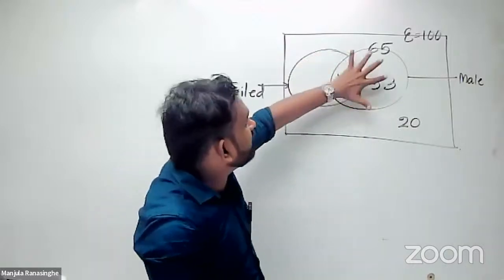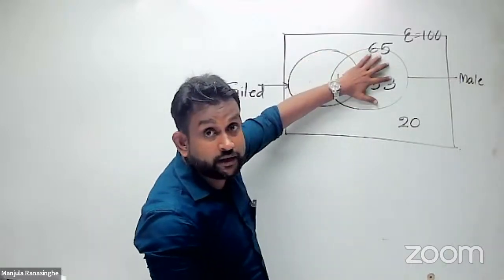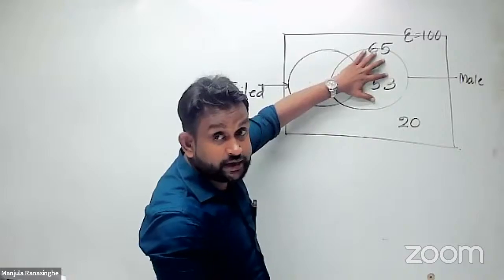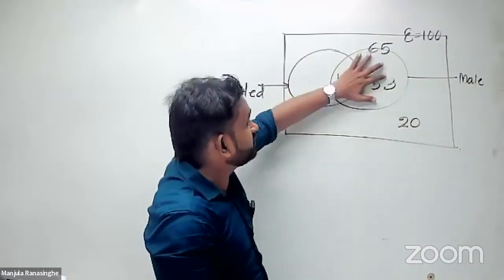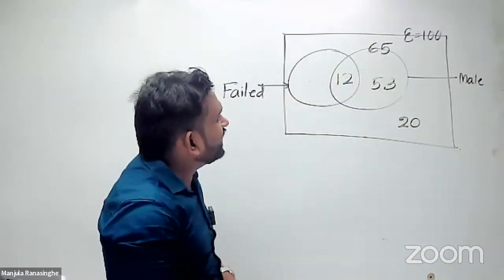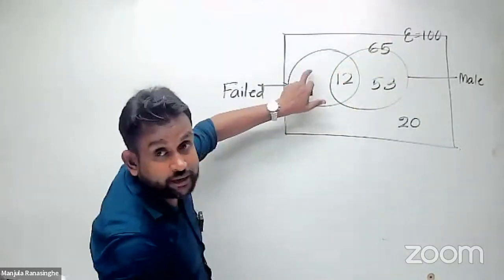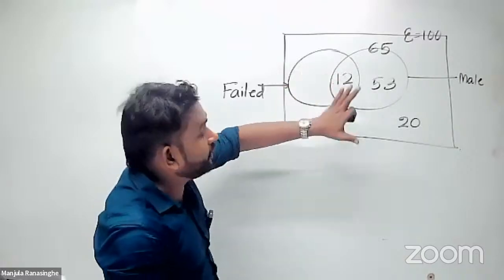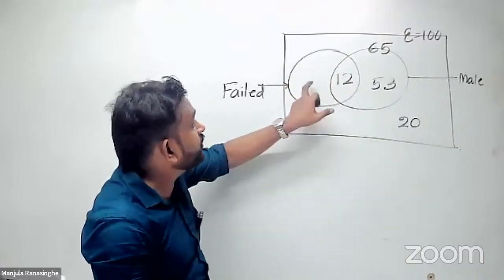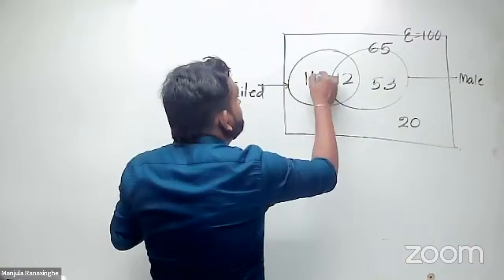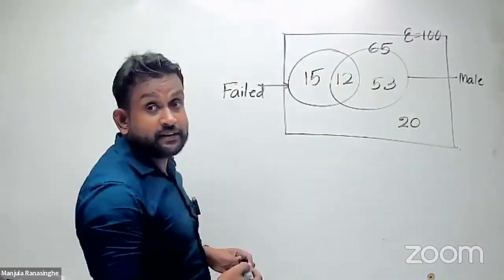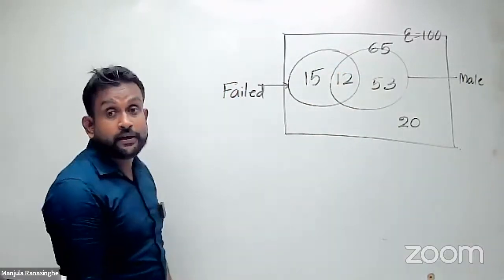Take this whole set, that is 65, and add this 20. 65 plus 20, that is 85. Then what is the balance? 400 minus 85 comes to this region. So 65 plus 20, that's 85. 400 minus 85, that is 15 balance. Okay, that is the full complete Venn diagram.